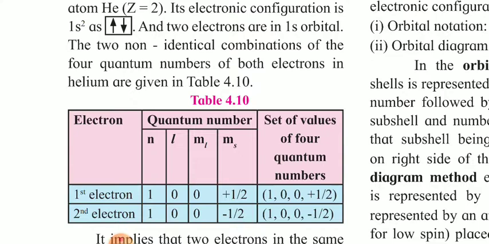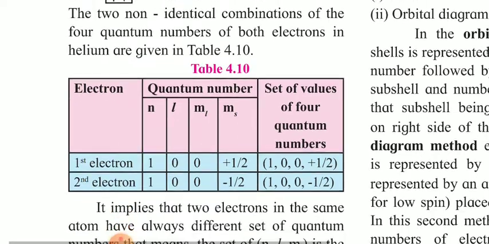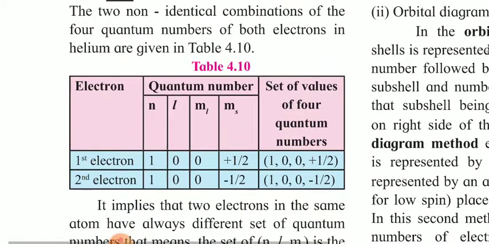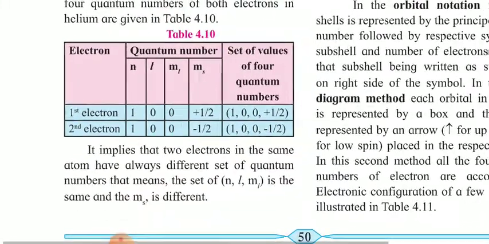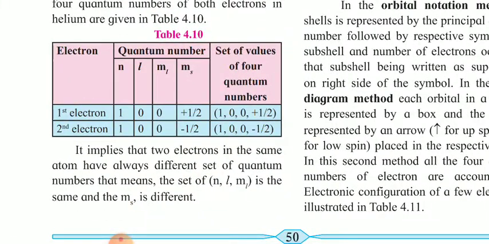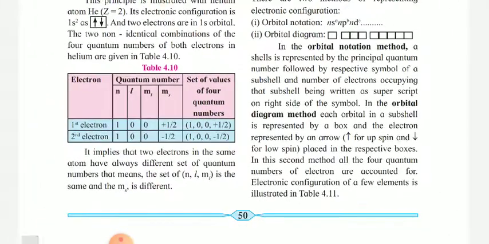But if you look at the identity of the spin for the electrons which are present in helium, the spin quantum number will be different for both the electrons. For the first electron it will be plus 1/2, and for the other electron it will be minus 1/2. Now students, this implies that two electrons in the same atom always have a different set of quantum numbers. That means the set of n, l, m is the same and the ms is different, meaning the spin quantum number will be different.